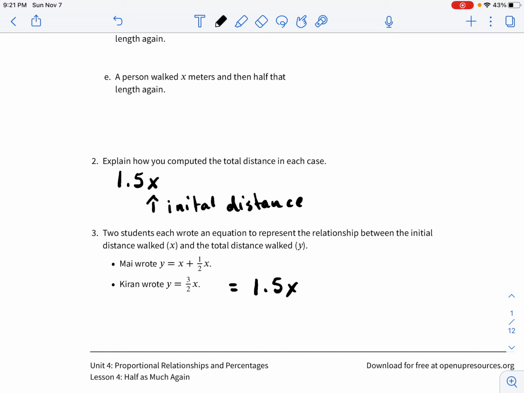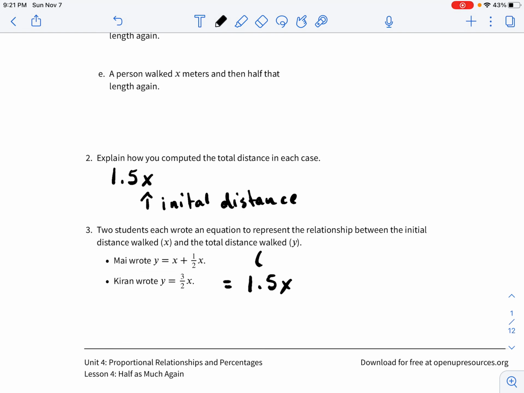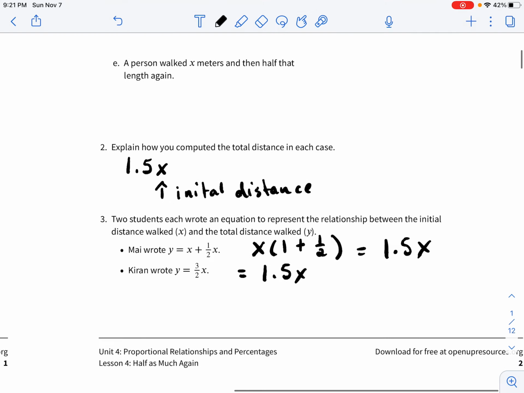So you can also add. Taking a whole amount and then half of that same amount is also going to give you 1.5. So if you were to use the distributive property here and pull out the x, you'd have 1 plus 1/2 times x. Well, order of operations, if you did what is in parentheses first, you get 1 and 1/2, which is 1.5 times x. So both of them are correct.